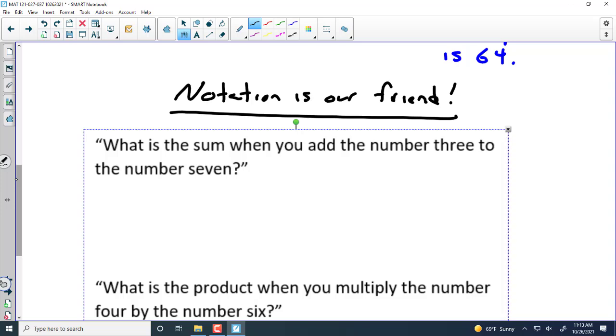What is the sum when you add the number 3 to the number 7? 10. Now, would you rather see that question on a math test, or would you rather see this question on a math test?